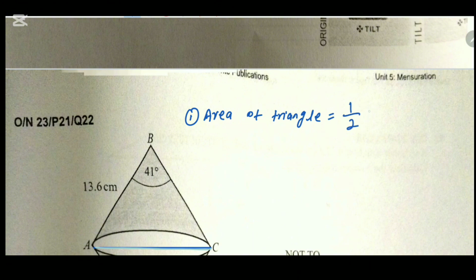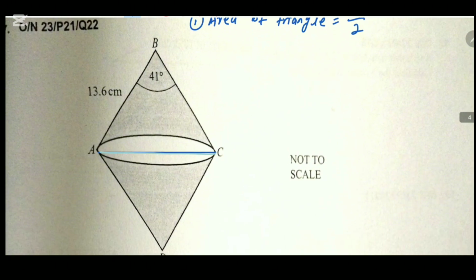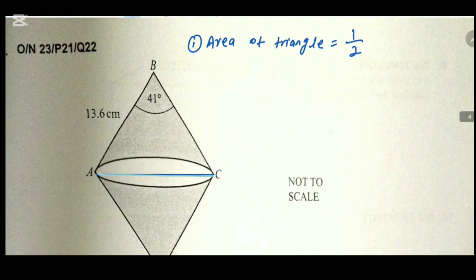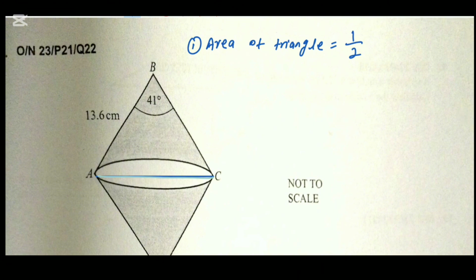One over 2 into, as the angle is given to you, here you have to use the other formula of the area of a triangle, 1/2 ab sine C. So in the a and b, you have to write the neighboring sides of that angle. So 13.6 sine 41 degrees.